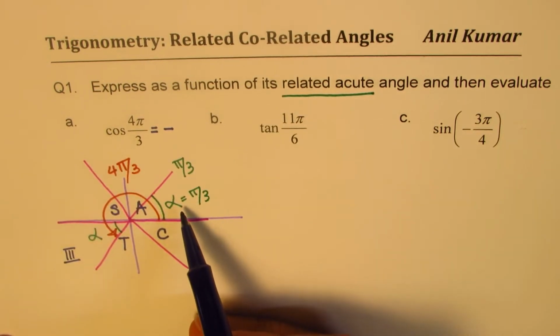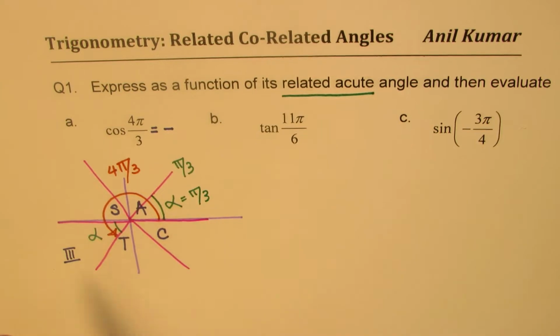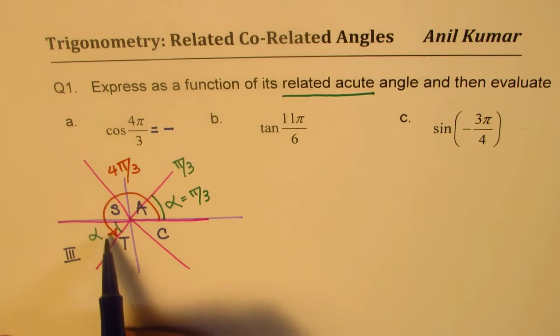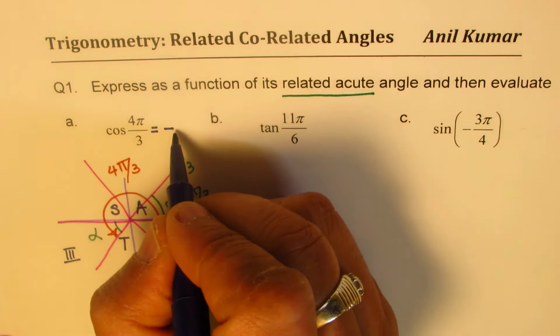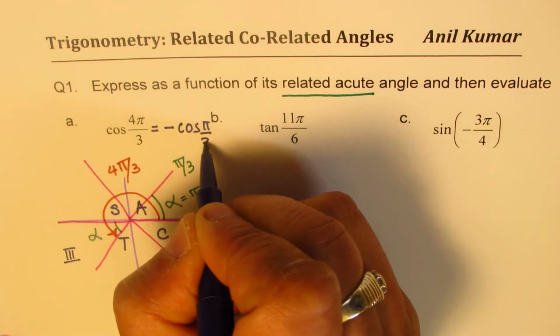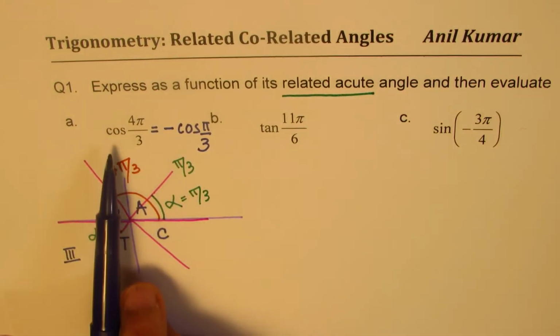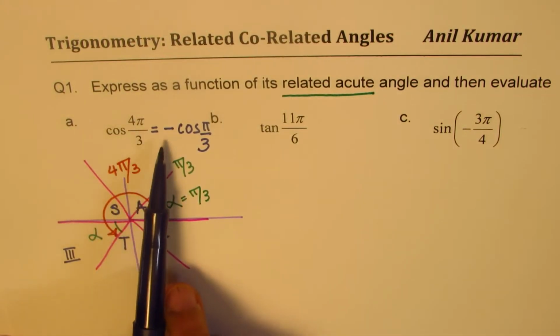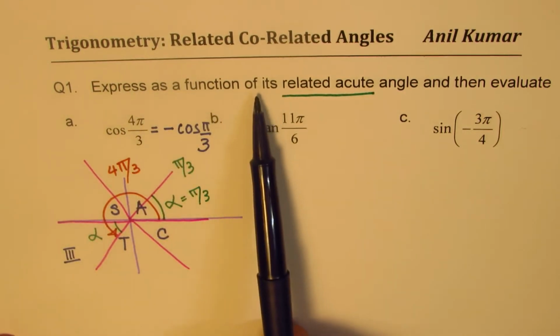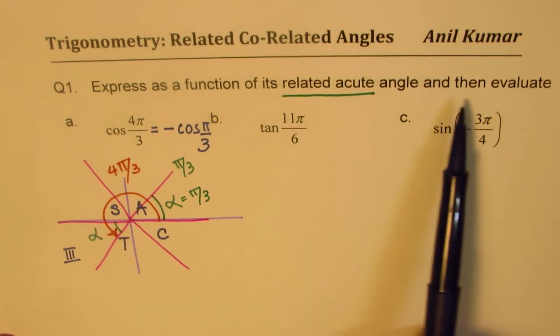So we have a negative value. We are relating to the acute angle, which will always be positive, but we want a negative answer, right? So now we can see that the acute angle is alpha, and therefore it should be equal to negative cos of the acute angle pi by 3. Does it make sense? So we get our result. So cos 4 pi by 3 should be equal to minus cos pi by 3, since pi by 3 is our acute angle. So we have done the first part, that is to express as a function of its related acute angle, then evaluate.